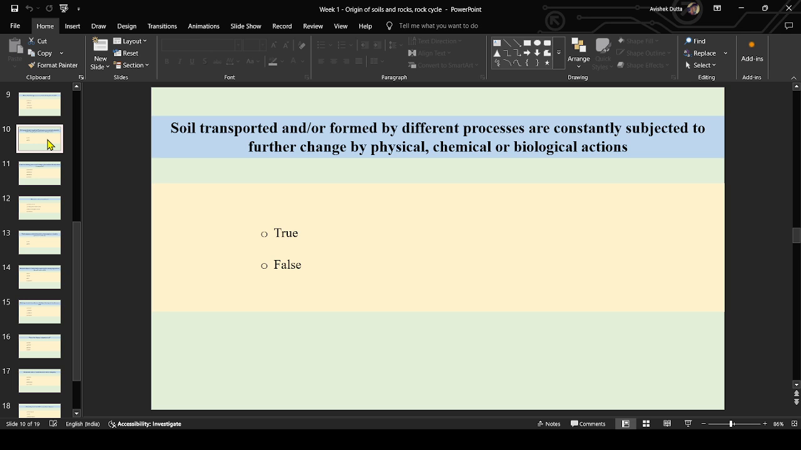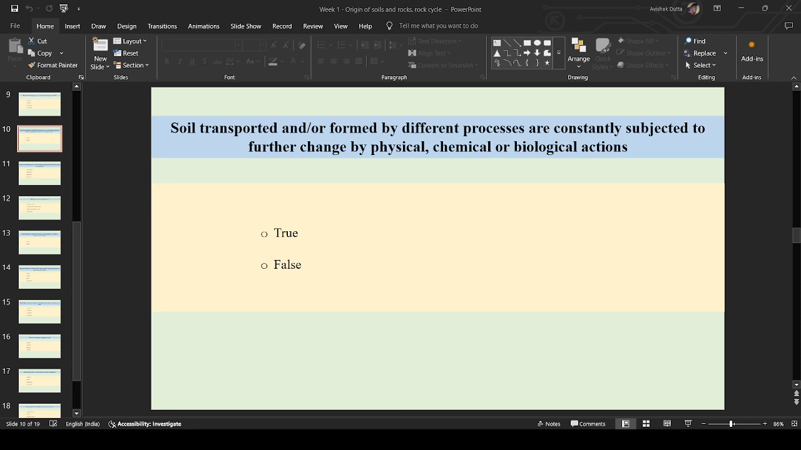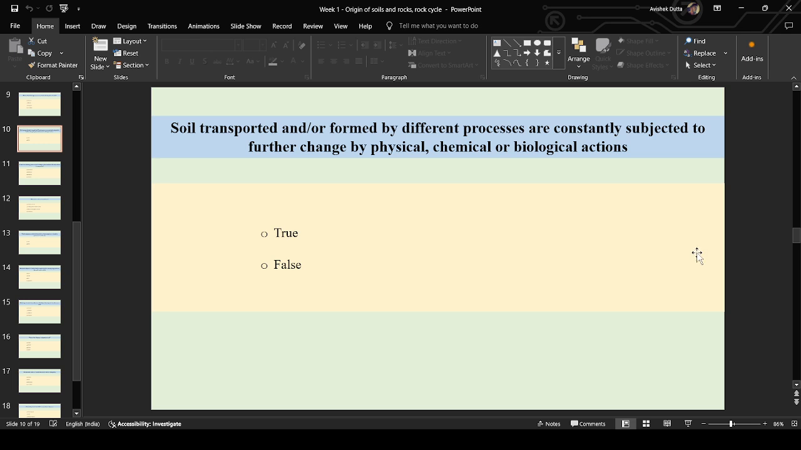Next question. This is a true false statement. Soil transported and or formed by different processes are constantly subjected to further change by physical, chemical, or biological actions. What it means is, after the formation, there is still some sort of change or modifications going on. Is this statement true or false?